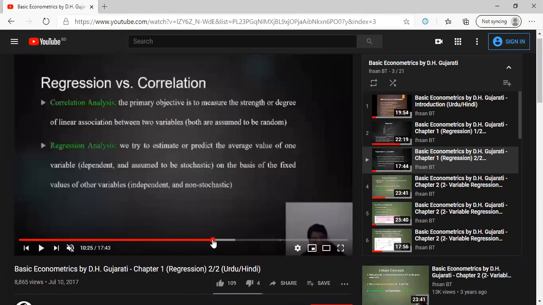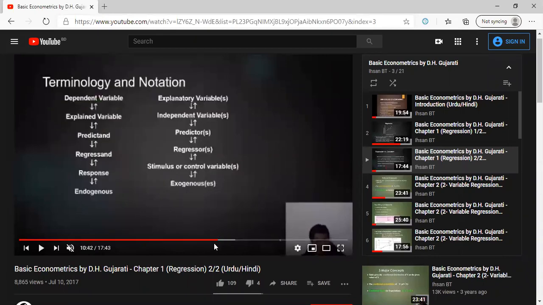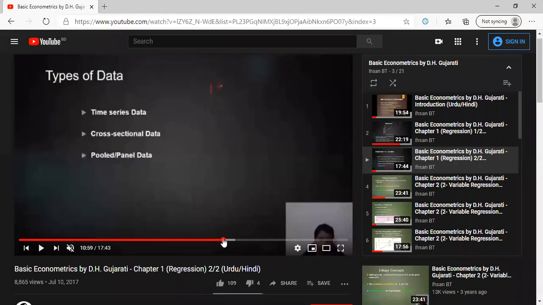Data. So when you do the regression analysis, obviously, or even correlation, you need the data. Now, this is a chance for you to know what types of data there are. Basically, these three types. Other types I will not discuss; you learn them from statistics. Three types: time series data, cross-sectional data, and pooled panel data.